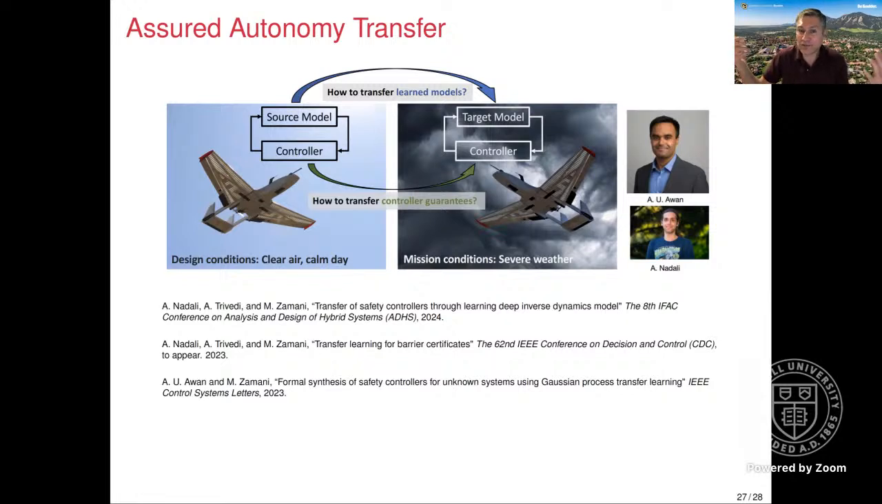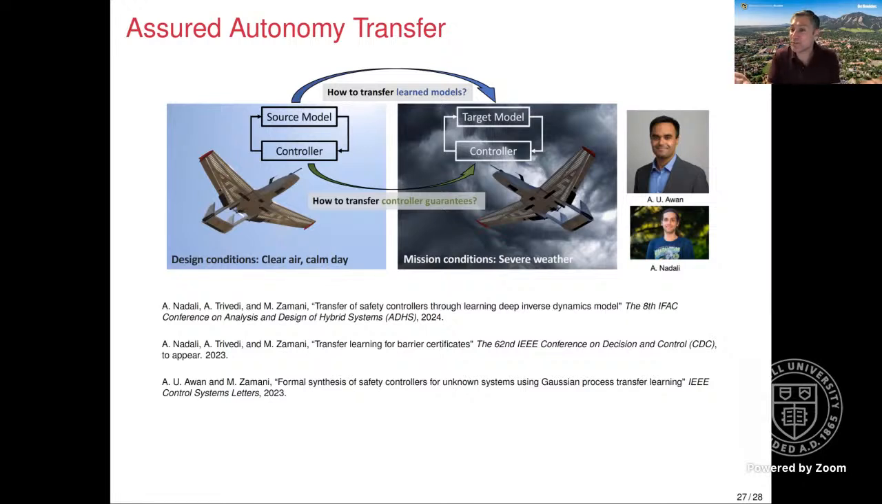You have a drone flying in the sunny sky in Boulder. You collect all these measurements. You design a controller, but then you want to deploy it inside a tornado. Is it even possible? Can you find an efficient way by only collecting a few amounts of data in the target domain? Because it's a tornado, you cannot collect a lot of data. You have to collect a few amounts of data and immediately transfer the controller, right? Something that keeps the system safe in the new environment. Is it possible? That's the question we are trying to answer in autonomy transfer.